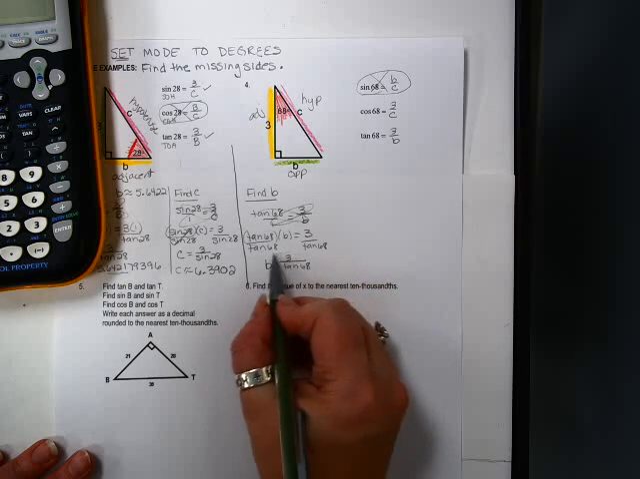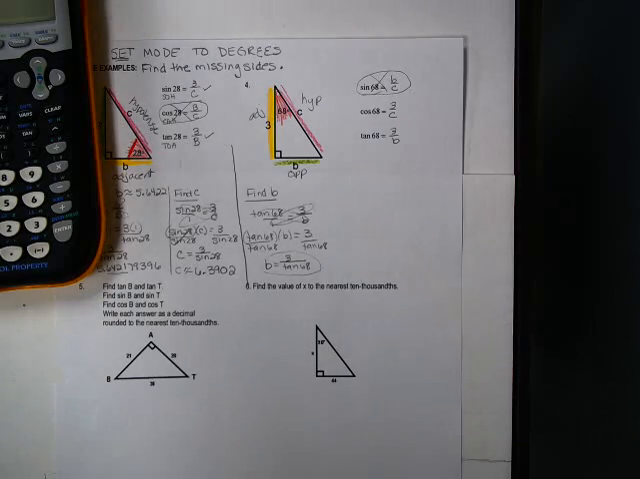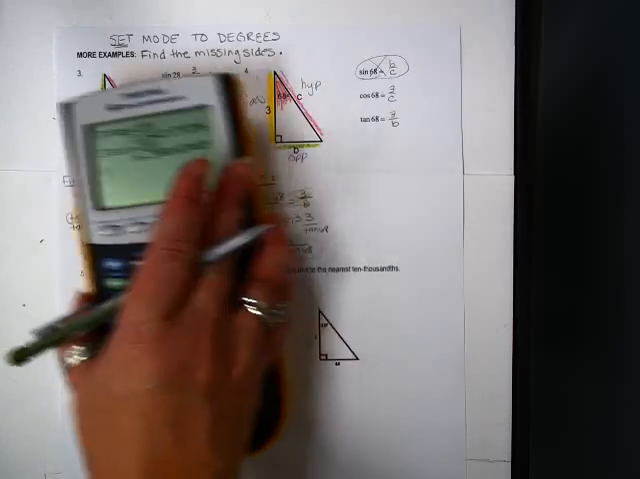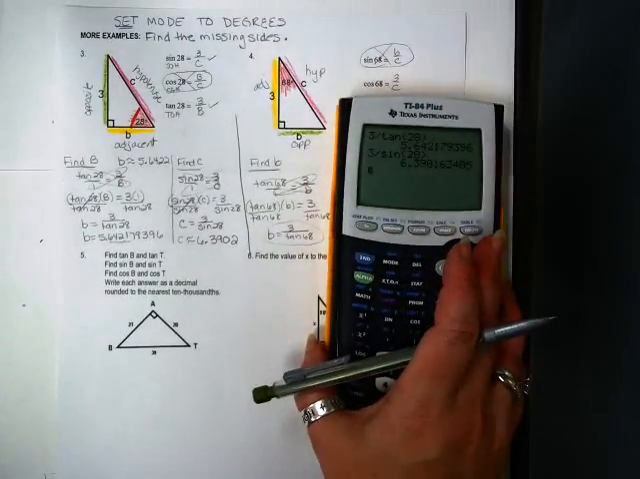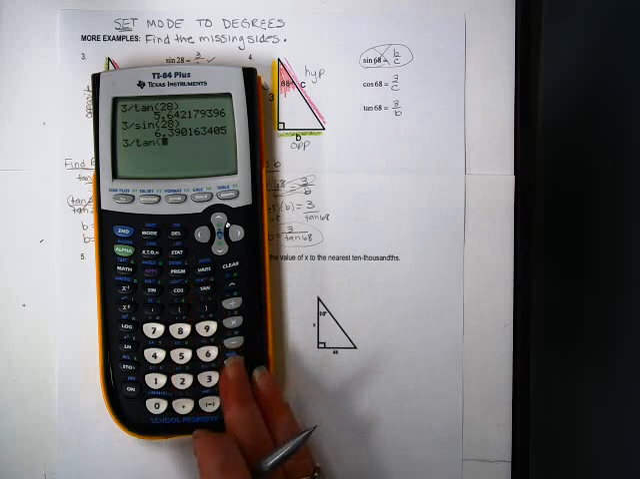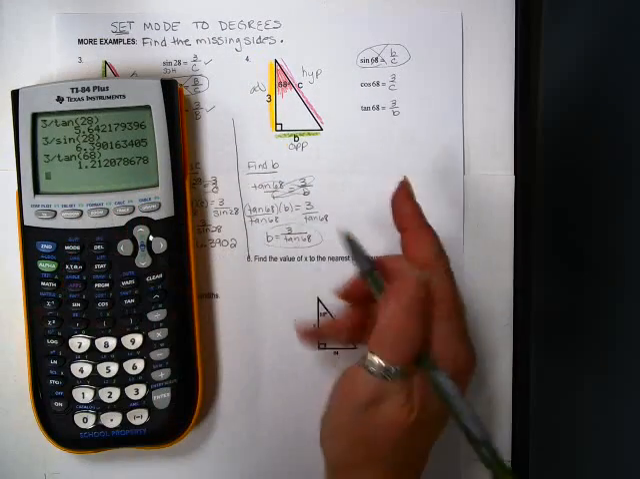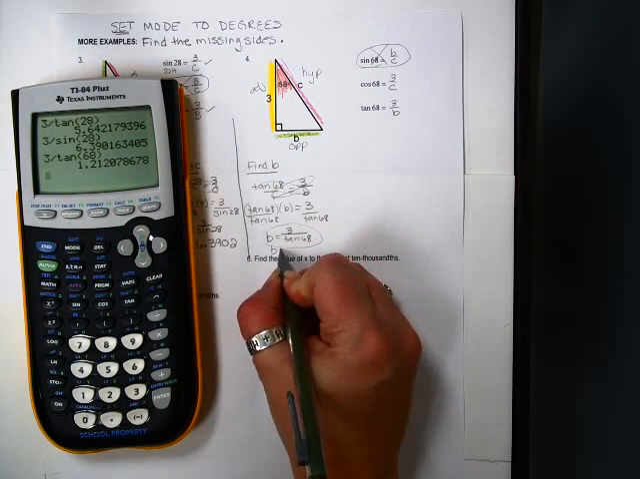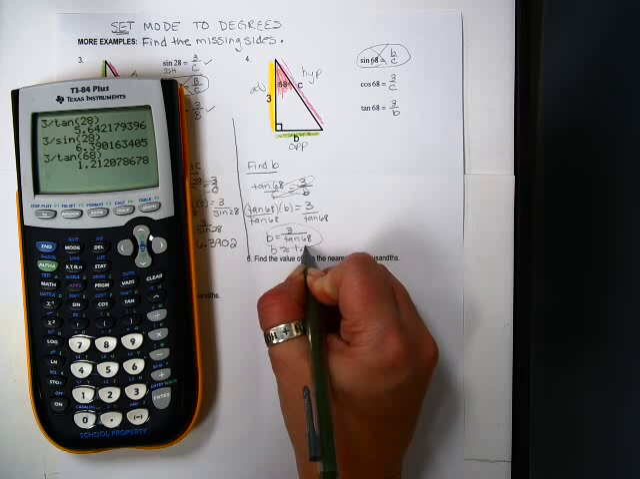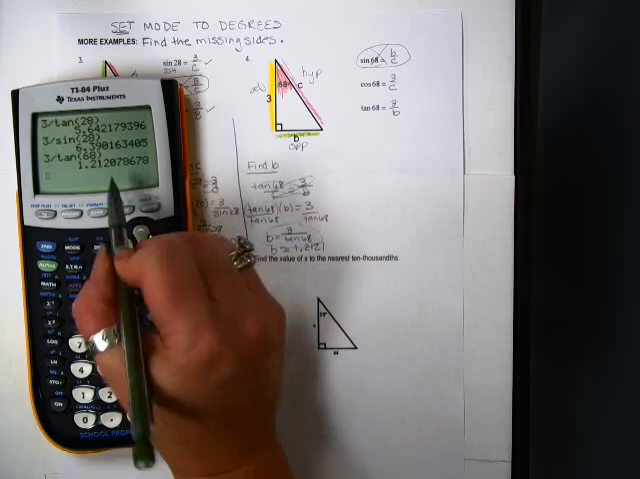Now folks, this right here is considered to be the exact answer. When I plug it into my calculator and I round it, that's my estimated answer. So let's plug this in. That's going to be 3 divided by tan 68, close parentheses, and I get B is approximately 1.2121 because that rounds up.